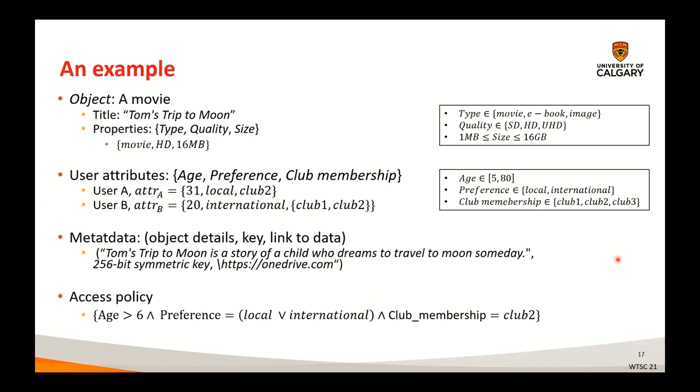The resource owner creates a metadata for the shared object, which consists of additional resource content description, symmetric key, and a download link to the resource content. For our application scenario, the constructed metadata is shown here. Finally, the resource owner also defines the access policy based on the user attributes. For this example, we consider that user A sets the policy for accessing the movie as shown here.